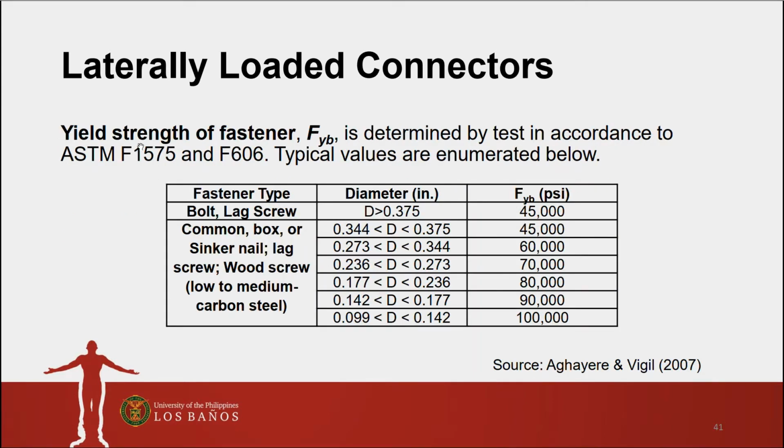Next, the yield strength of the fastener Fyb is determined by test in accordance with ASTM F1575 and F606. Typical values are enumerated below. For bolts and lag screws with diameters less than 0.375 inches, you have an Fyb of 45,000 psi. And for common box or sinker nails, lag screws, and wood screws, which are made from low to medium carbon steel, we have their respective ranges of diameters and their respective yield strength values.